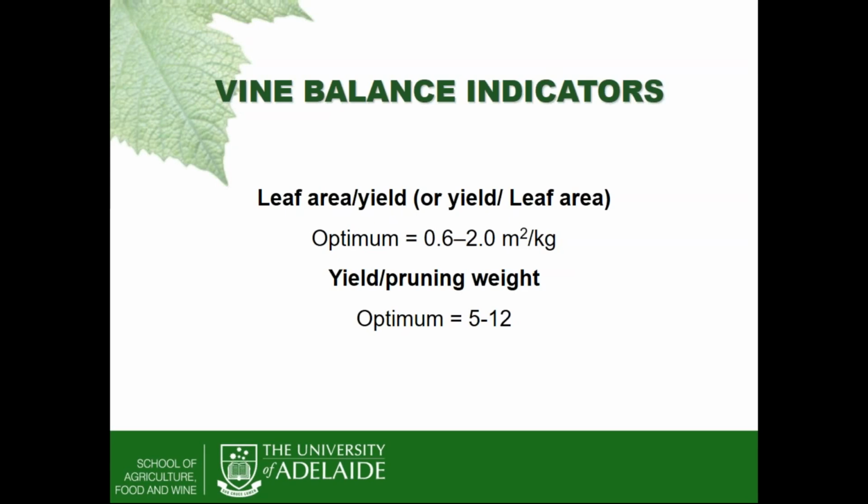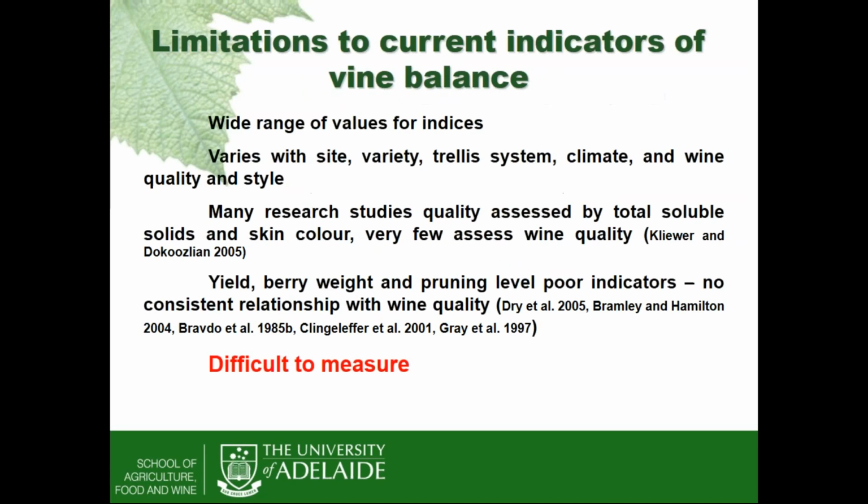So you see there are some issues here, because the range of these indices is too wide and you almost always fit in the balance category. They're also that wide because they vary between site, variety, the training system, and the climate of the area. Also, many of these studies that report on vine balance indices do not relate the number they get to a measure of quality, and only in one or two cases do they report a measure of wine quality.